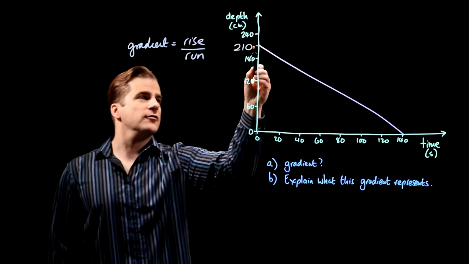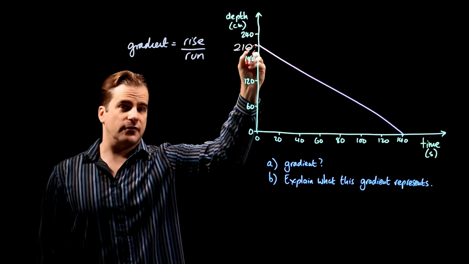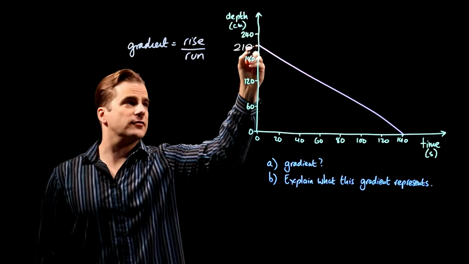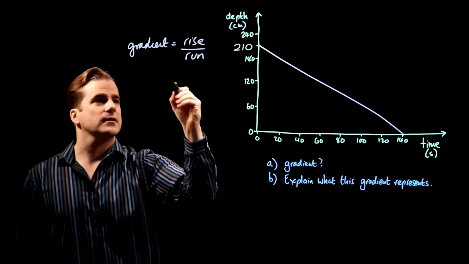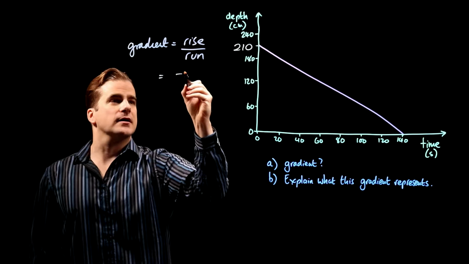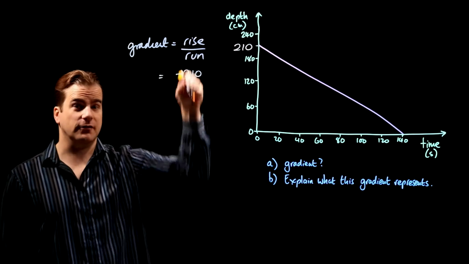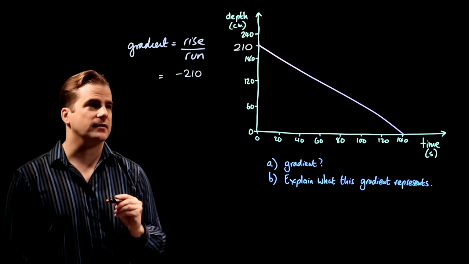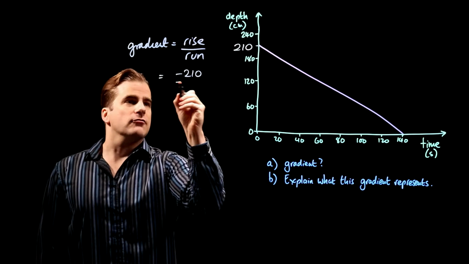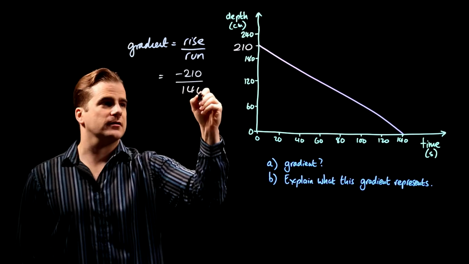So, from there to there, the rise is, it's a fall actually, so it's going to be negative. It's from 210 to 0. So that's equal to minus 210, because it's a fall. The rise is actually a fall. It's going to be a negative gradient. And the run is from 0 to 140, which is just 140.